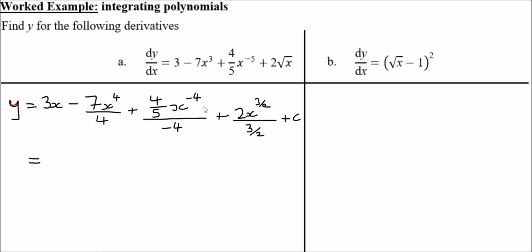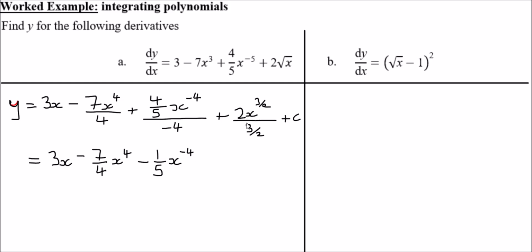So what we're going to do here is say that's 3x minus 7/4 x to the power 4. Minus 4/5 divided by minus 4. This 4 and the minus 4 would cancel to 1, and the minus sign would make it minus 1/5. So we'd have minus 1/5 x to the power minus 4.